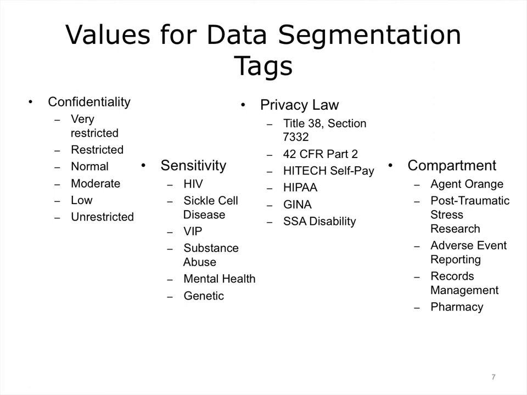Is it substance abuse? Genetic? How sensitive do we need to be to handling this data? Which parts of the privacy laws pertain to this data? You would add values from state law to that privacy law. Are you trying to compartmentalize the data, such as pharmacy or adverse event reporting? These are all things that are important to be able to track. Data tags become computable when trying to handle the data and understand the privacy and security that need to be applied to it.